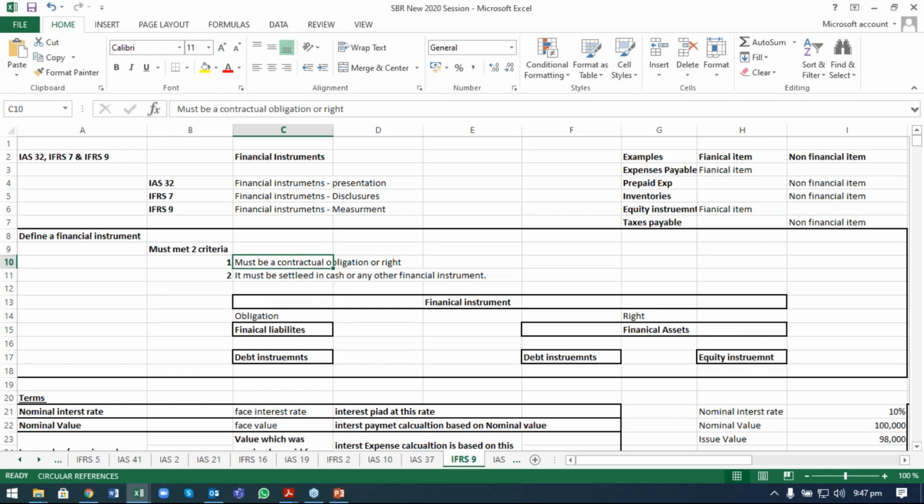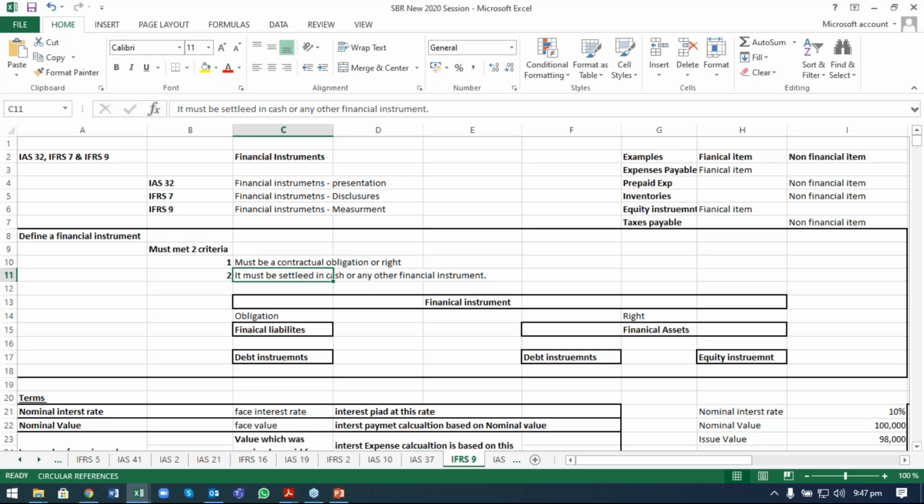First, it must have a contractual obligation or a right. If it's a contractual obligation, then it is a liability. If you have a contractual right, then it is a financial asset. Secondly, it must be settled in cash or any other financial instrument. So the settlement must occur in cash or another financial instrument.